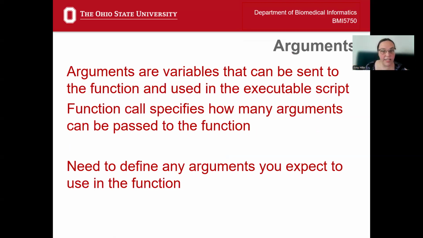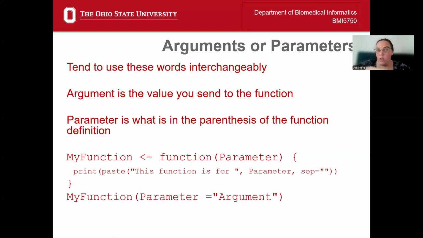And you need to define any arguments you expect to be inputted to use in the function. Let's see what that looks like. Now I have to say something about arguments versus parameters. So an argument is the value you send to the function. A parameter is what is in the parentheses of the function definition. And I will never remember this, but if you're wondering, that's the difference.